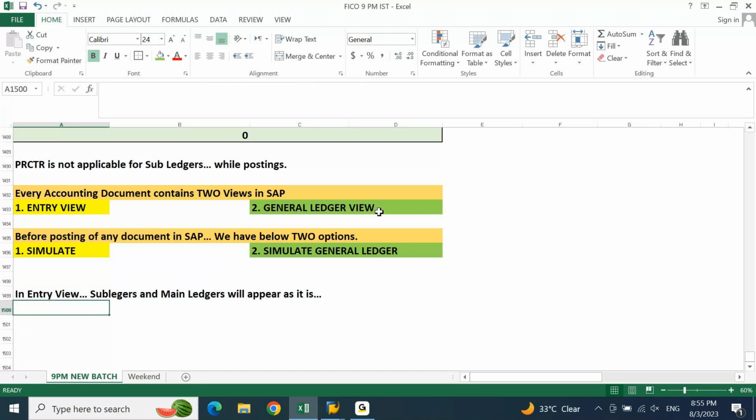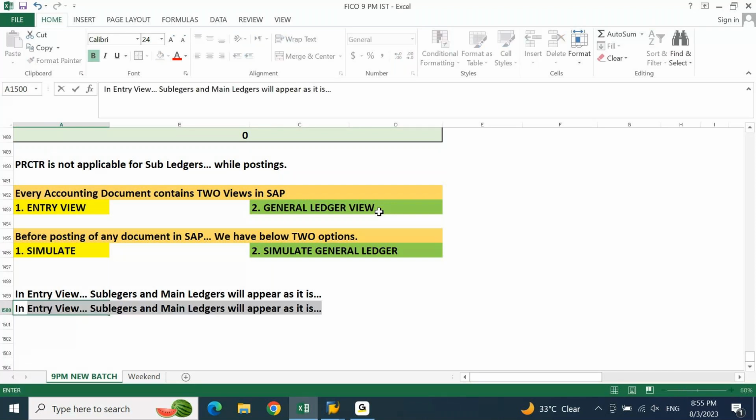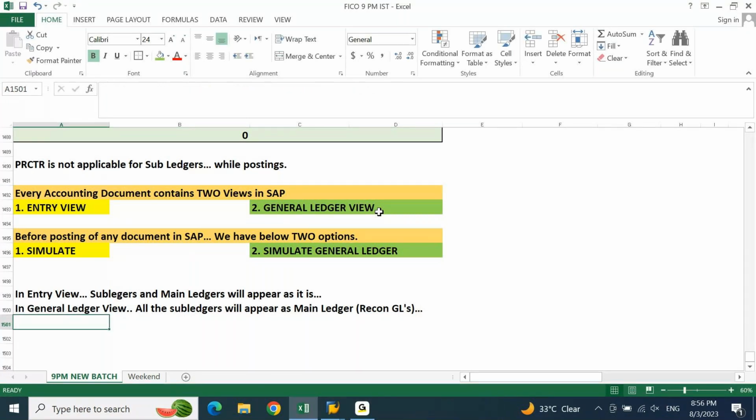And next, in general ledger view, all the subledgers will appear as the main ledger, in short, recon GLs. Clear? In entry view, subledgers and main ledgers will appear as they are, and in your general ledger view, all the subledgers will appear as main ledgers.